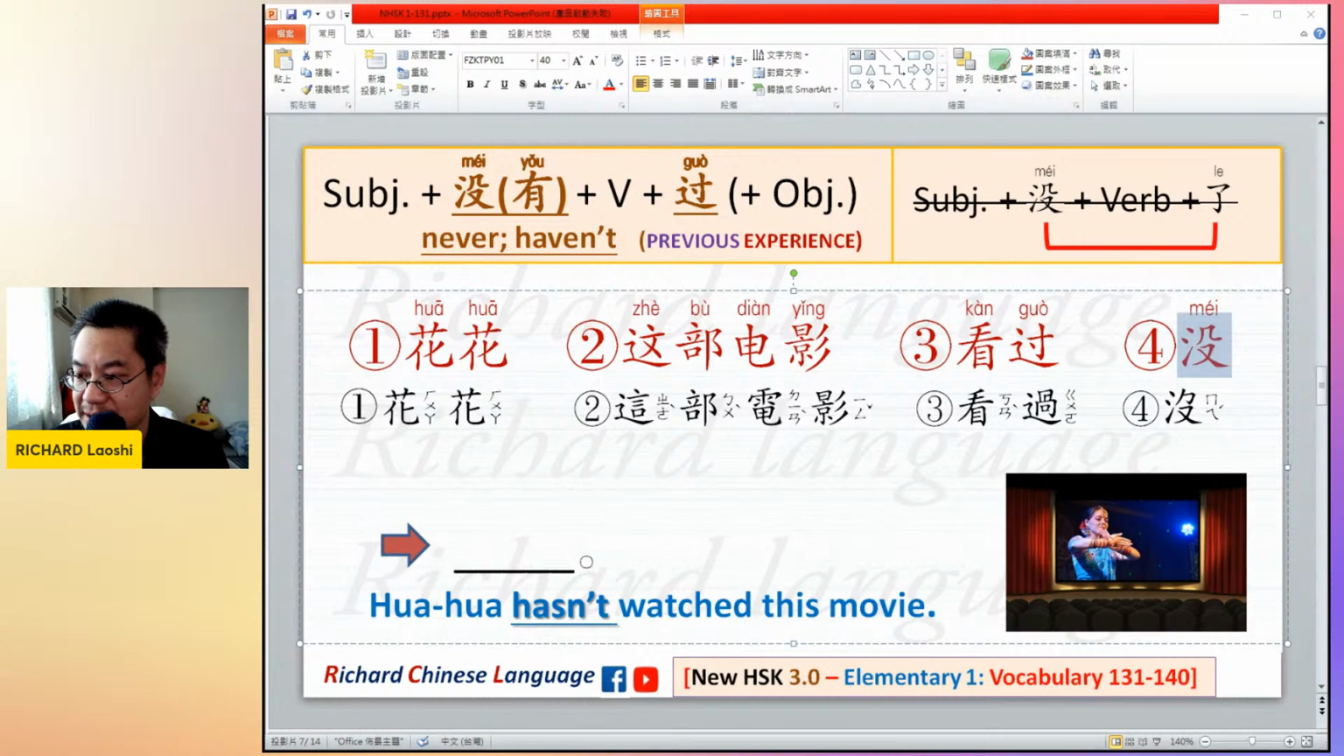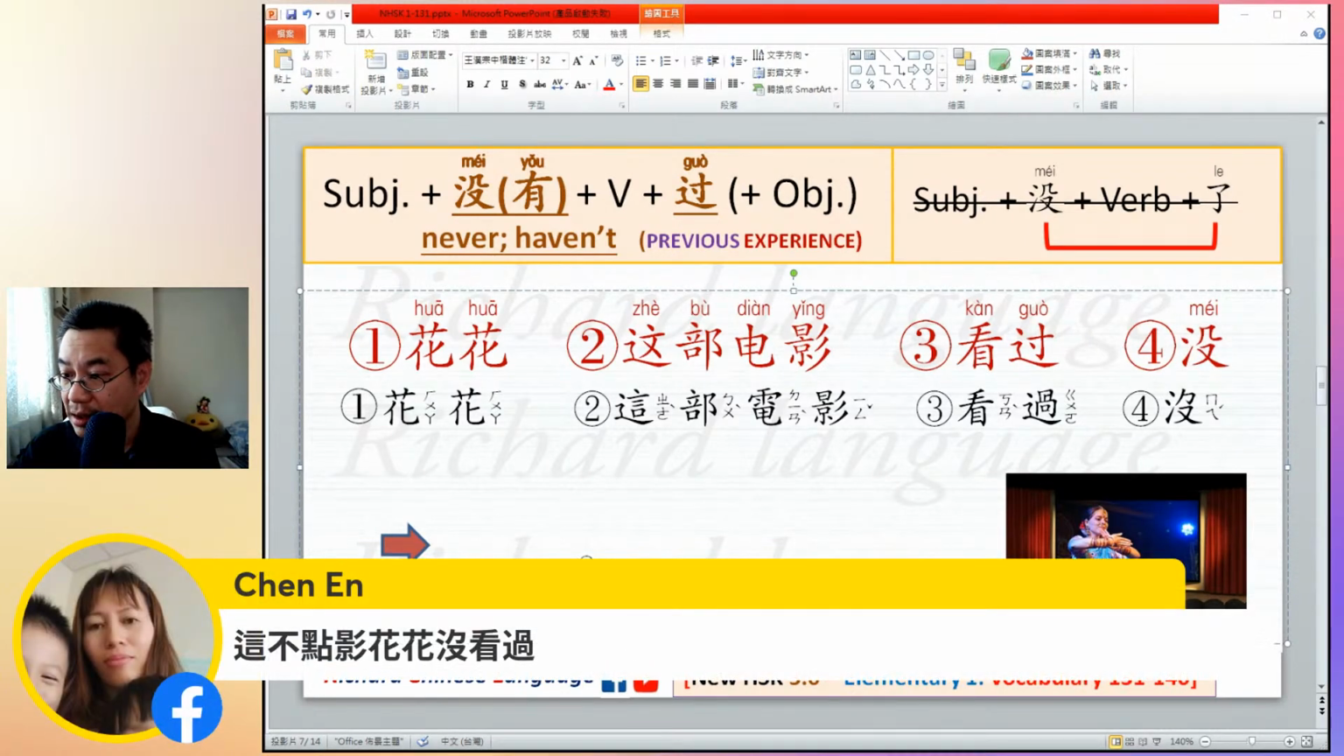So can anyone else tell me the correct order here? 花花这部电影看过没? Okay. Chen Yan: 这部电影花花没看过. 这部电影, yeah, you can say it. You can say a sentence like this. Yeah, if you want to emphasize 这部电影, you can say that. 这部电影花花没看过, yeah, you can say that. We also have another answer. I think both are correct. Yeah, Ancient, this sentence is good.